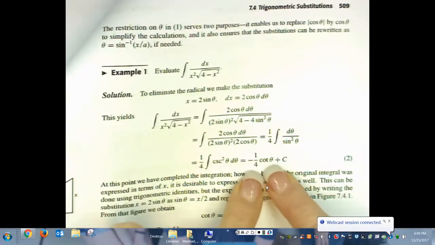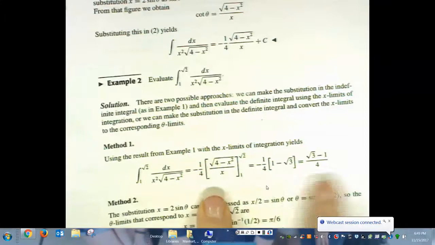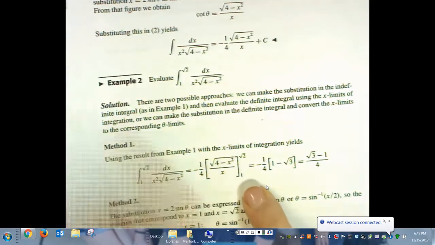And again, we did that in class. Regardless, if you have new limits and you stay in theta to perform the fundamental theorem of calculus, or if you go all the way back to x and use the original limits, this is your final answer. Just be careful with the limits. That is where students make a lot of mistakes.